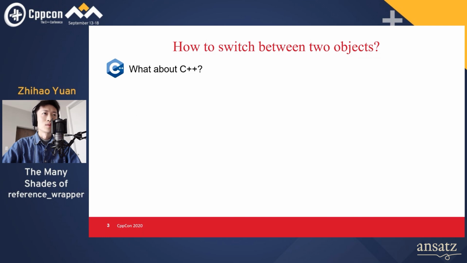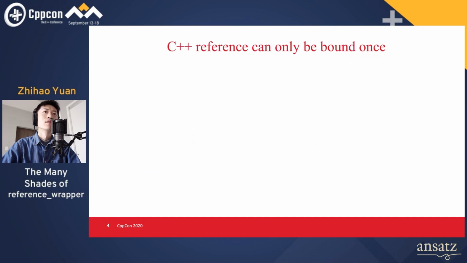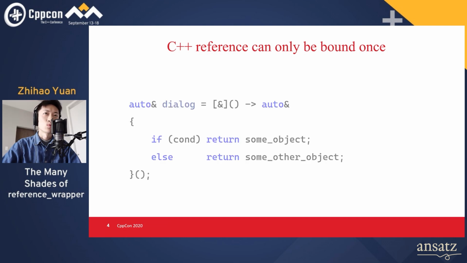Can we do the same thing with C++ using C++ references? Seems not. Because to a C++ reference, once it is bound to an object, it cannot bind to a different object. C++ reference can only be bound once. This does not mean, however, you cannot conditionally bind different objects to a C++ reference. If your control flow allows, you can do something like this. But in the most general case, we need some other thoughts.